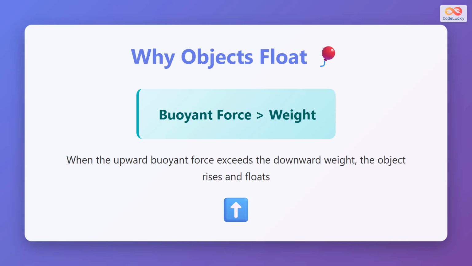An object floats when the buoyant force is greater than the weight of the object. When the upward push from the fluid is stronger than the downward pull of gravity, the object rises and floats on the surface. This is why a beach ball floats on water. The buoyant force pushing it up is greater than its weight pulling it down.